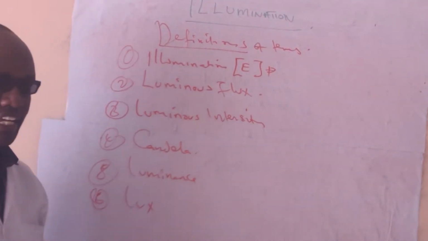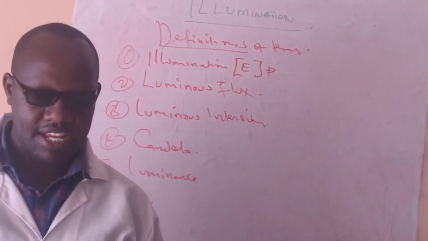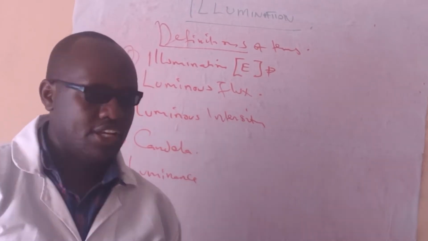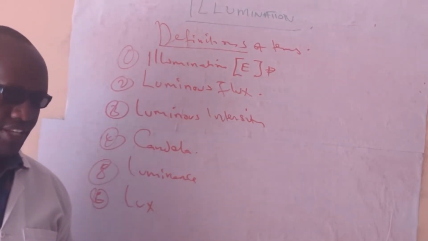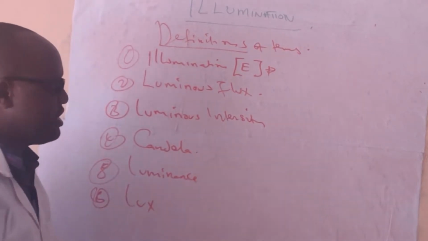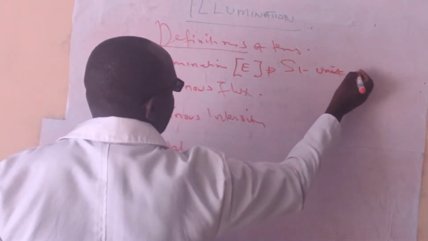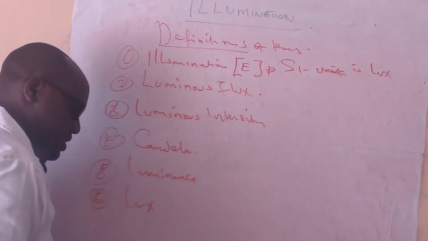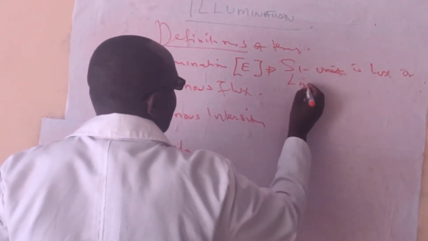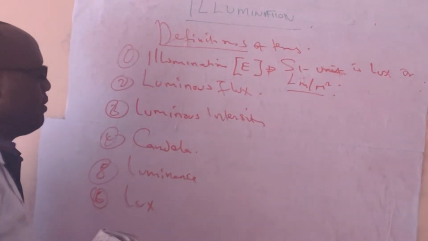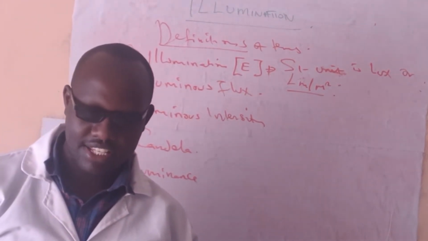Illumination means the incident luminous flux per unit area of surface, and it is measured in the SI unit, which is lux, or lumens per meter square.